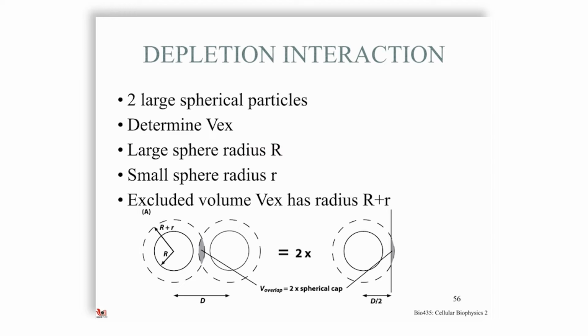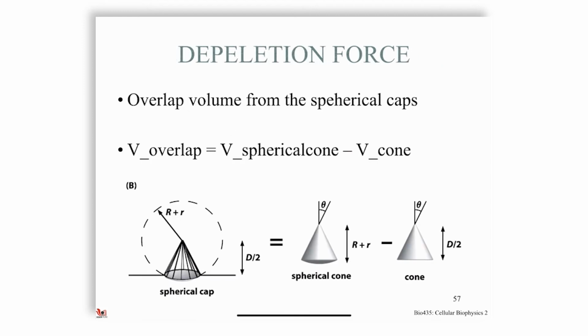concern when two large spherical particles are coming together. We determine something like an excluded volume, and this can be based on two large spheres of the same radius R and a small sphere of radius small r. The excluded volume has the radius R capital plus r small. Sorry, I think this small sphere radius should actually read the exclusion volume radius. Yeah, the overlap volume from the spherical caps is the spherical cone minus the volume of the cone, this little part here.